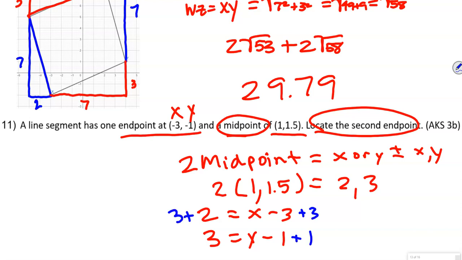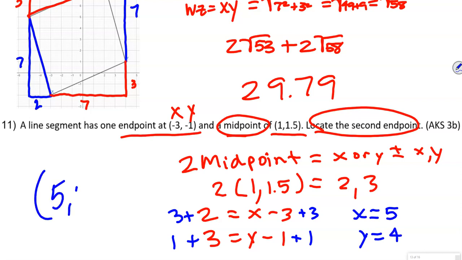And we add 1 here. So our X here is equal to 5, and our Y here is equal to 4. So our ordered pair is 5, 4 for the other endpoint. Okay, now if you had to find the midpoint, you would add the 2 endpoints together and divide by 2.